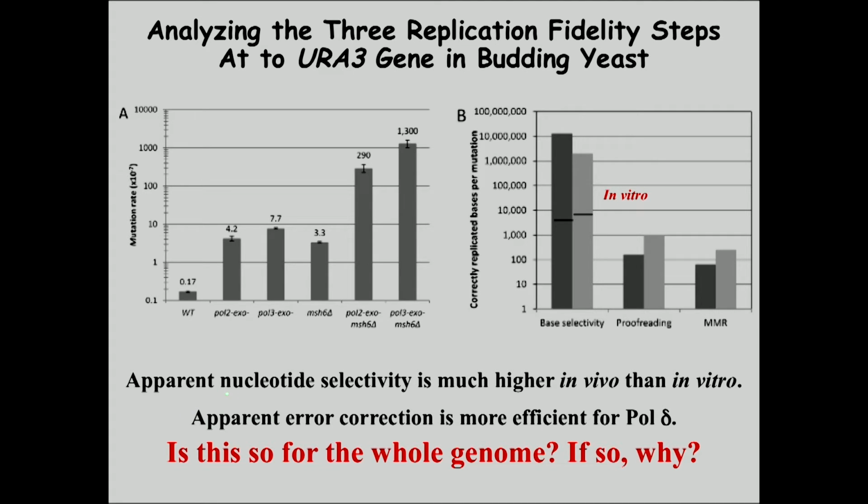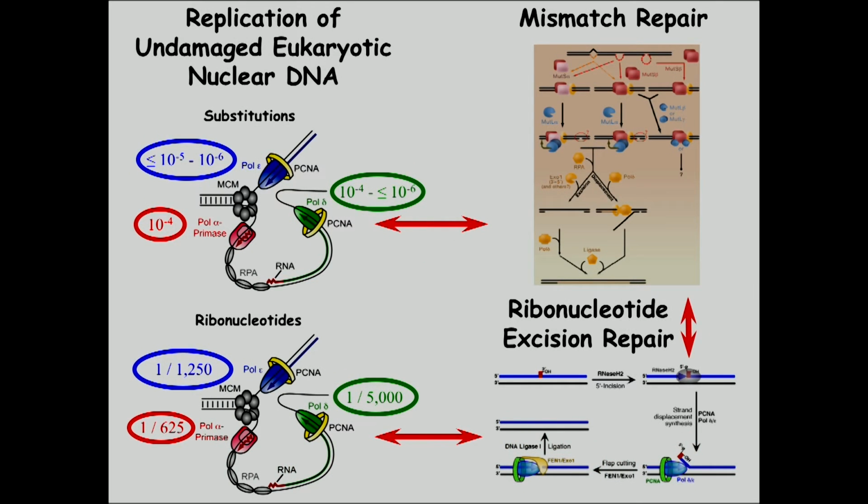So those statements are here, and that leads to the question: are these phenomena, a 3,000-fold higher nucleotide selectivity in a cell than in vitro, really true for the whole genome? And if so, why is that the case? That's one of the major questions that Zigong Zhu in my lab is currently investigating for the whole genome, to see if we can recapitulate this kind of information done at URA3. So this is the summary slide.